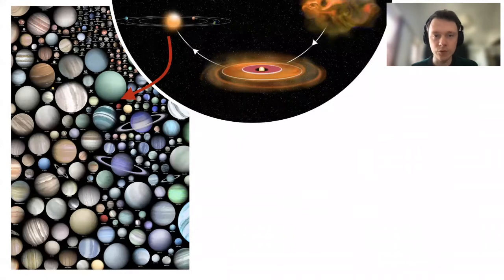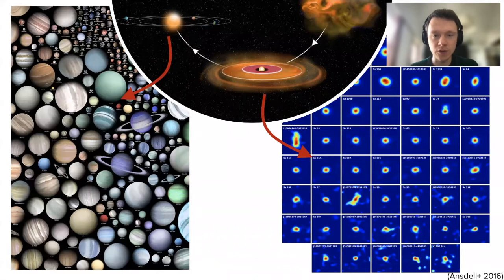ALMA has made it possible to do population studies on protoplanetary disks now as well. Here you can see one from the Lupus star-forming region, and we would like to find out what the link is between these.